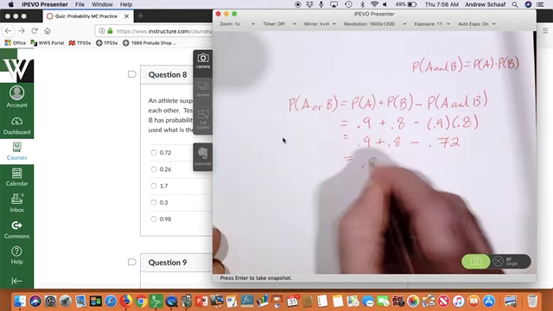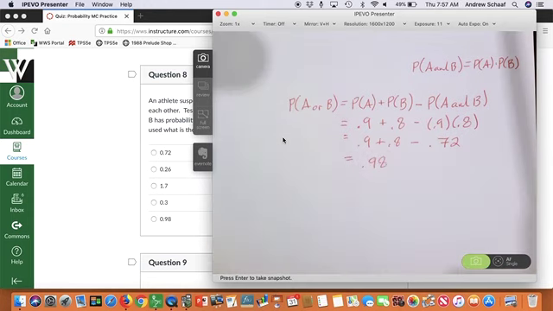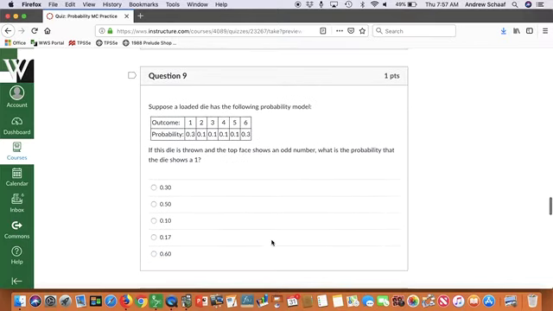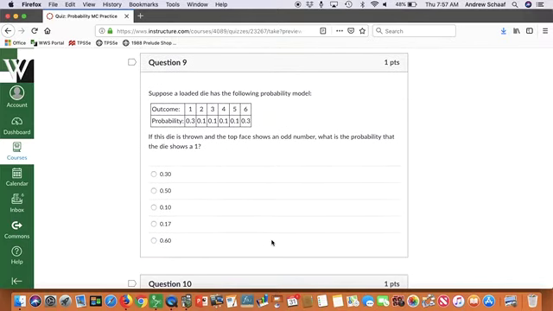That gives you 0.98. So if you take both tests, the likelihood that one of them, A or B, is positive is relatively high. That's 0.98. The remaining questions then are involving tables.